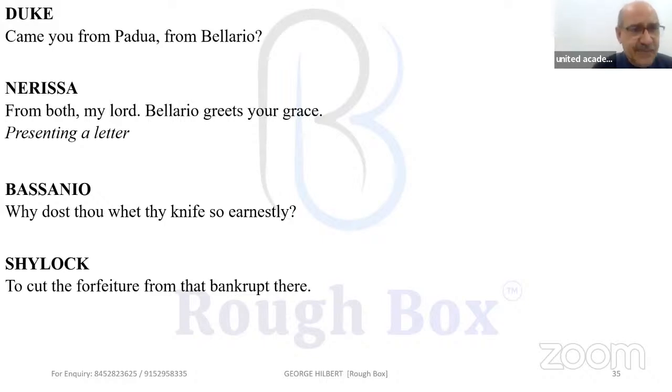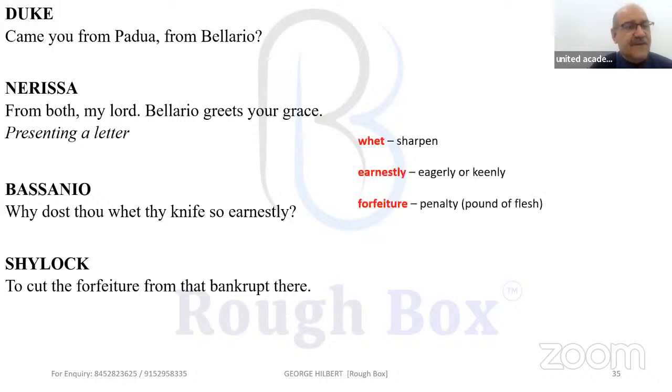And the Duke inquires, came you from Padua? Have you come from Padua, from Bellario? And Nerissa says, yes, I've come from both, my lord. I've come from Padua, I've come from Bellario, who lives in Padua, and Bellario greets you. And she gives him the note to be given to the Duke.